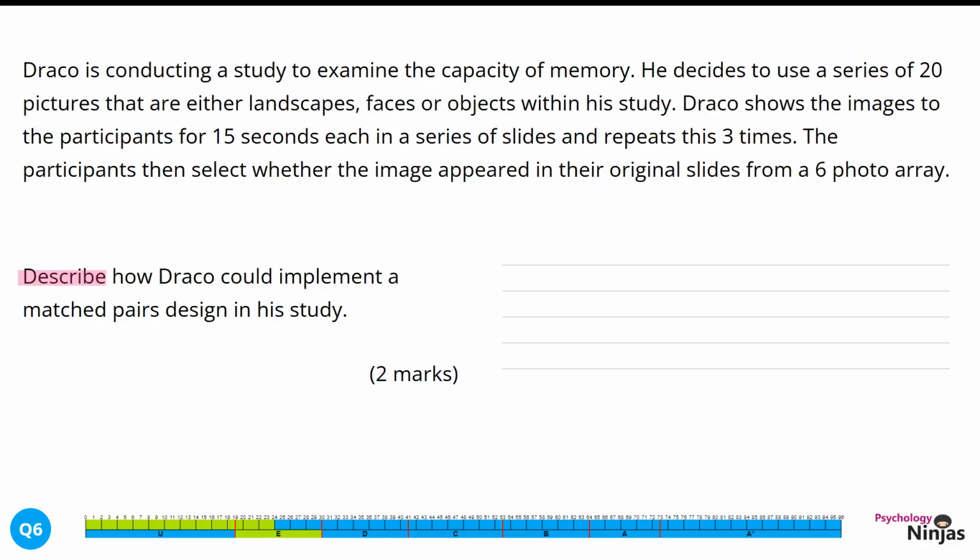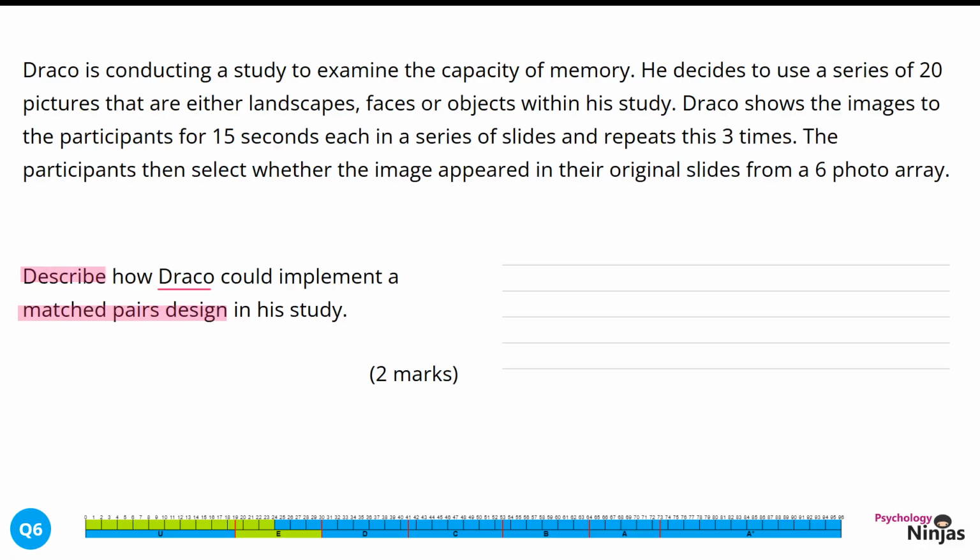We also need to bear in mind in this question that we need a matched pairs design, so we need to be matching our participants based on a participant variable in order to allocate them to the different groups. The final thing in decoding this question is that this is all about Draco and his study, so all of our discussion needs to link into his aim and what his study is about in order to show our application skills.